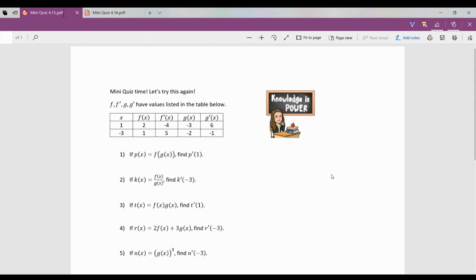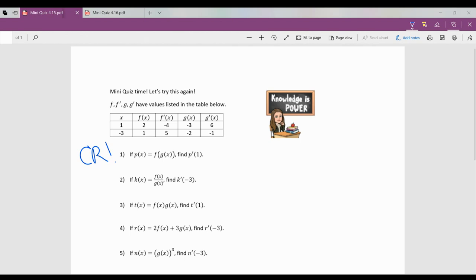Hello guys, so today I'm going to go through the mini quiz from 415. It was all about applications of derivative rules. So let's try this. We did this once before, so I wanted you guys to get a little bit more practice with this. So we've got P of x equals f of g of x. So that right there is the chain rule.